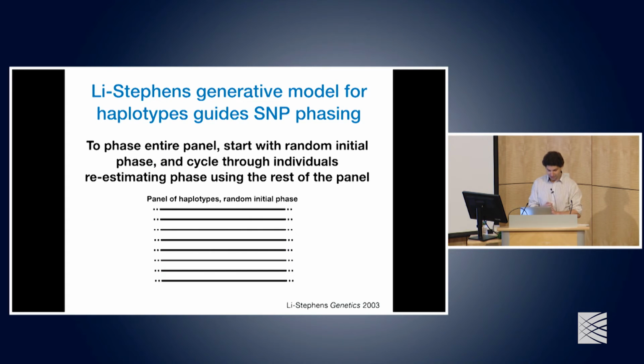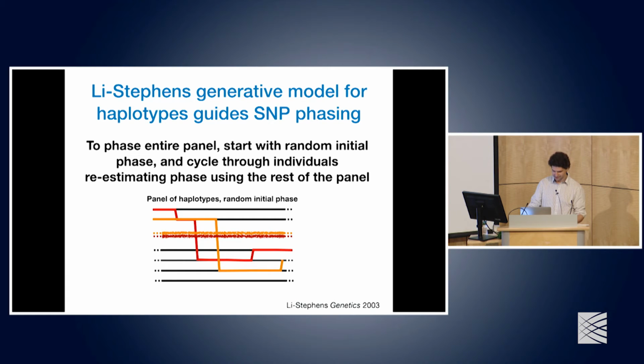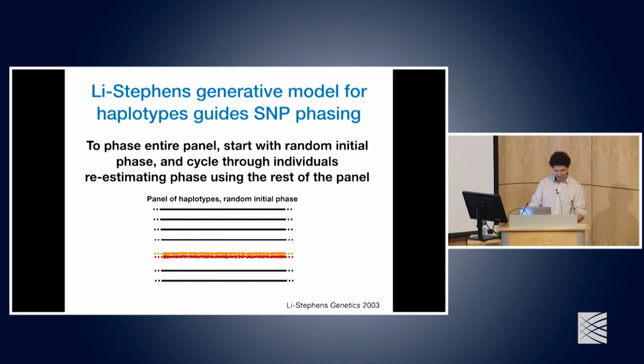To phase an entire unphased panel of diploid individuals, we start with a random initial phase, then cycle through the individuals, re-estimating the phase of each individual using the remainder of the panel as reference. So here's the panel with an initial random phase. We start with individual I, and we forget their phasing. We then use the remainder of the panel to estimate individual I's phase and update, and then cycle through the individuals until the answers converge. Okay, so that in a nutshell is the Lee-Stevens approach to SNP phasing.